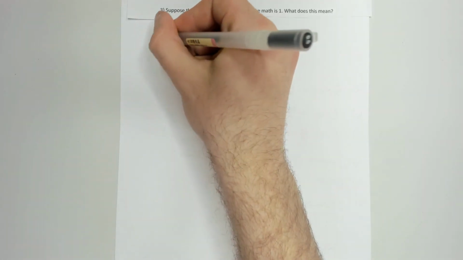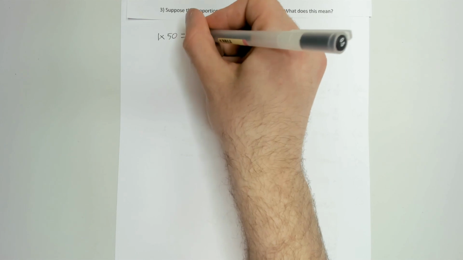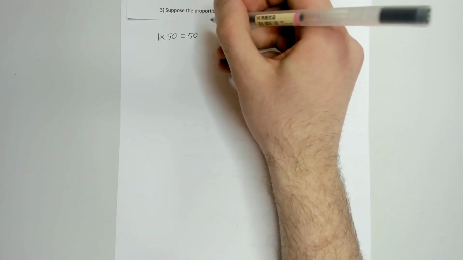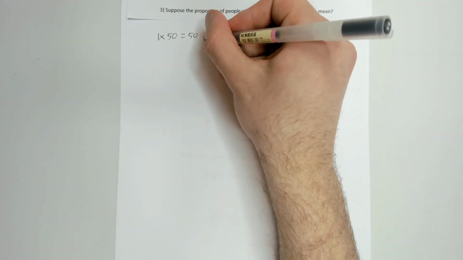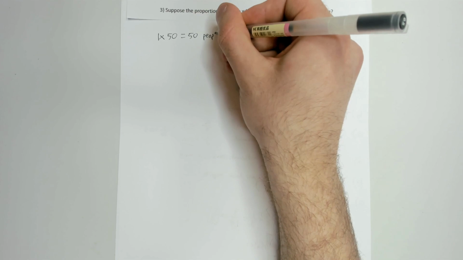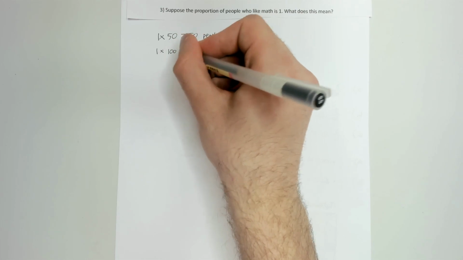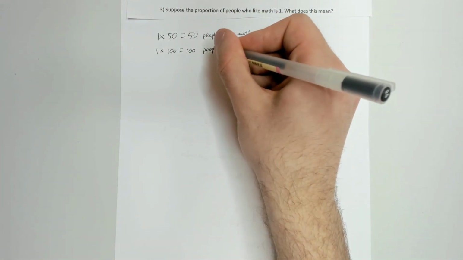So if I take my proportion of 1 and I apply it to a group of 50 people, well, I get 50. And since I applied my proportion to that group of people, the proportion was telling me what piece of that group of people like math. This is basically me saying that 50 of those people like math. Okay, let's try another one. What if I do my proportion of 1 applied to a group of 100 people? Well, then that means that out of those 100 people, 100 people like math.